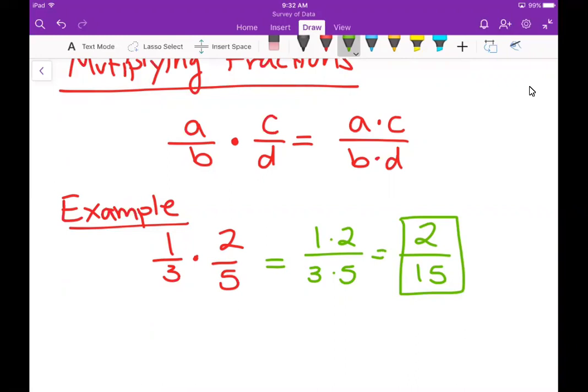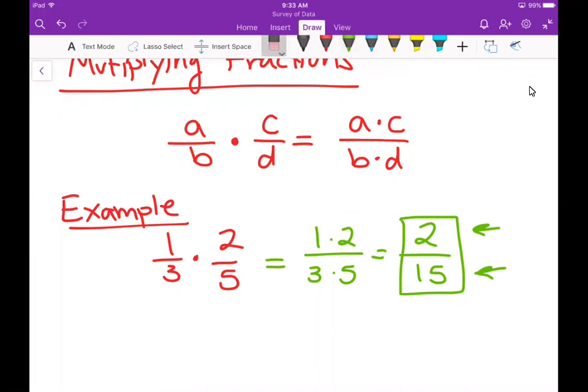Now before we do too many more examples with multiplying fractions, that particular one was set up very specifically so that there was no simplifying that had to be done. Whenever we're doing operations with fractions, we need to make sure we have our result in the most simplified form. So this is in the most simplified form because 2 and 15 don't have any common factors. Numbers that have common factors are numbers like 2 and 4. 2 and 4 have a common factor of 2.